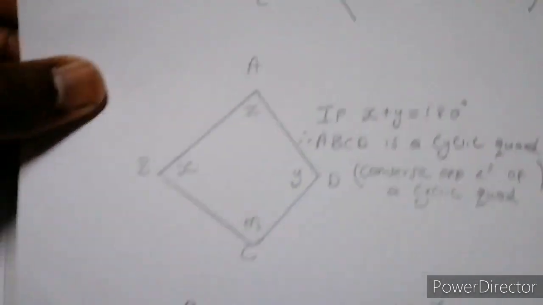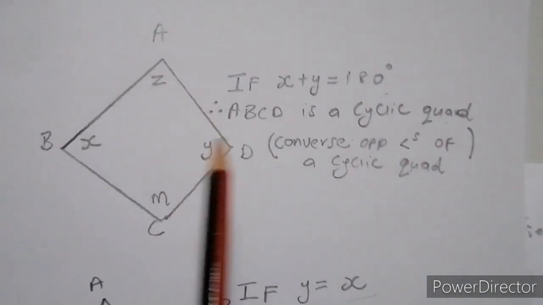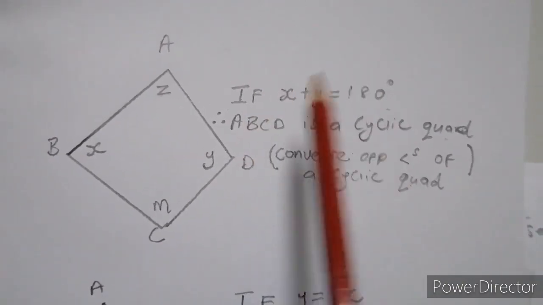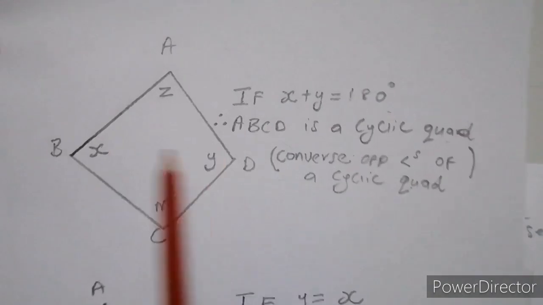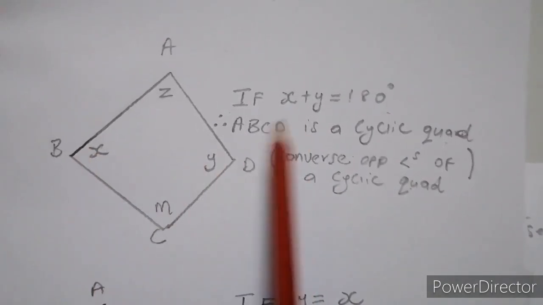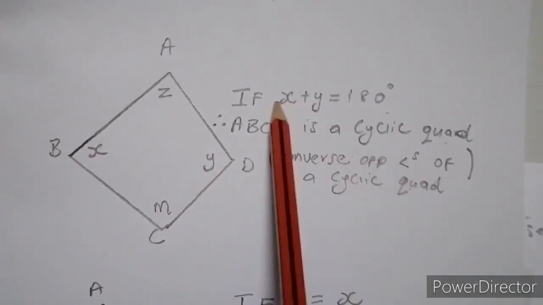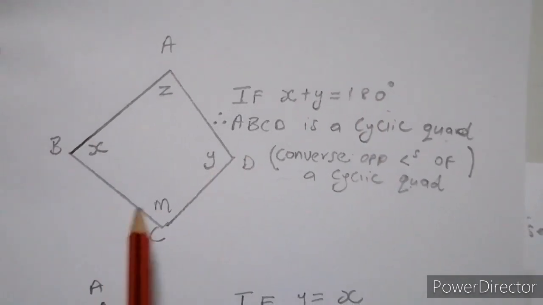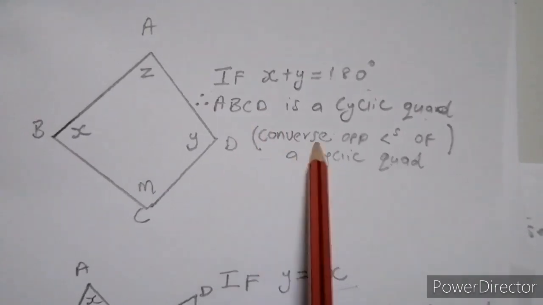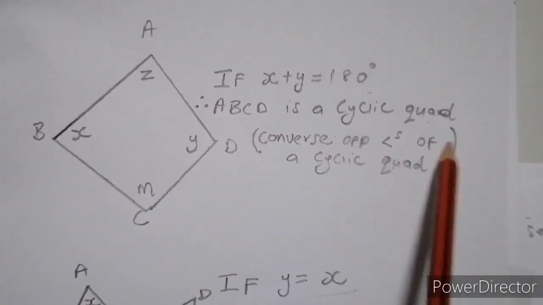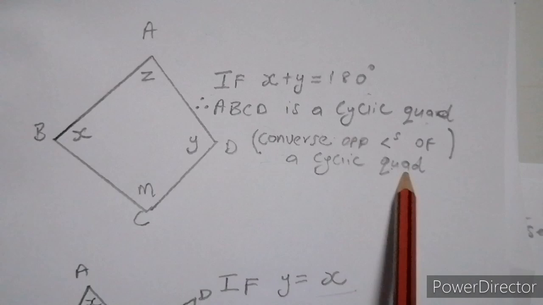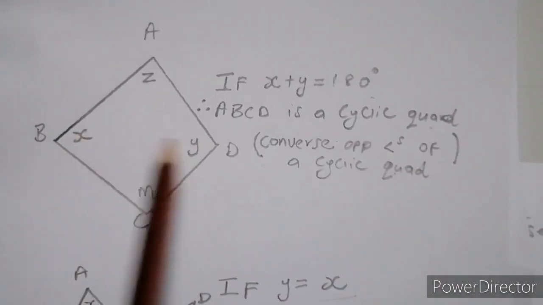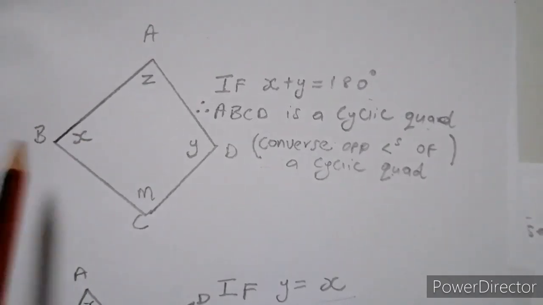Right, the second one. Now, when we see this situation, if this situation is satisfied, opposite angles, when we add those two opposite angles, add up to 180, then we can conclude by saying ABCD is a cyclic quad. How do we reason? Converse opposite angles of a cyclic quad. Or we can say opposite angles of quadrilateral are supplementary.